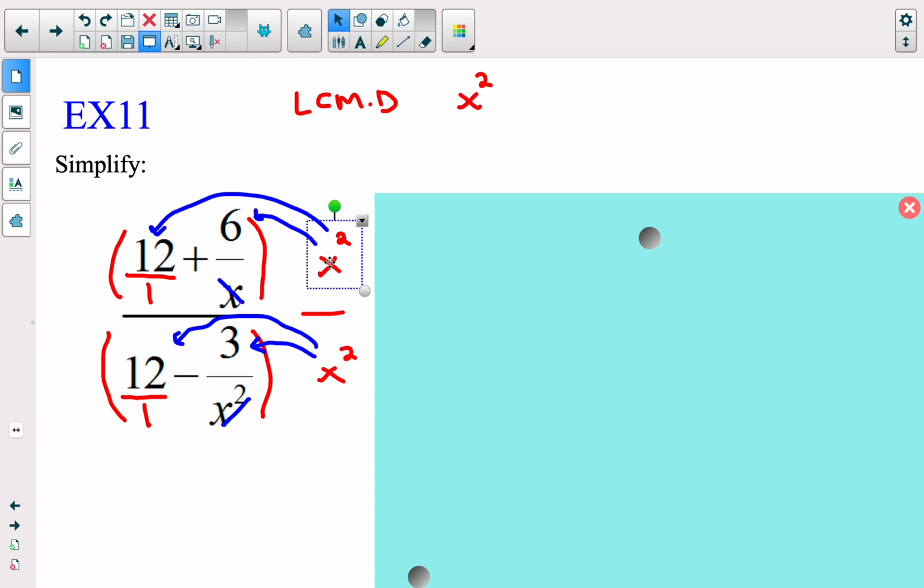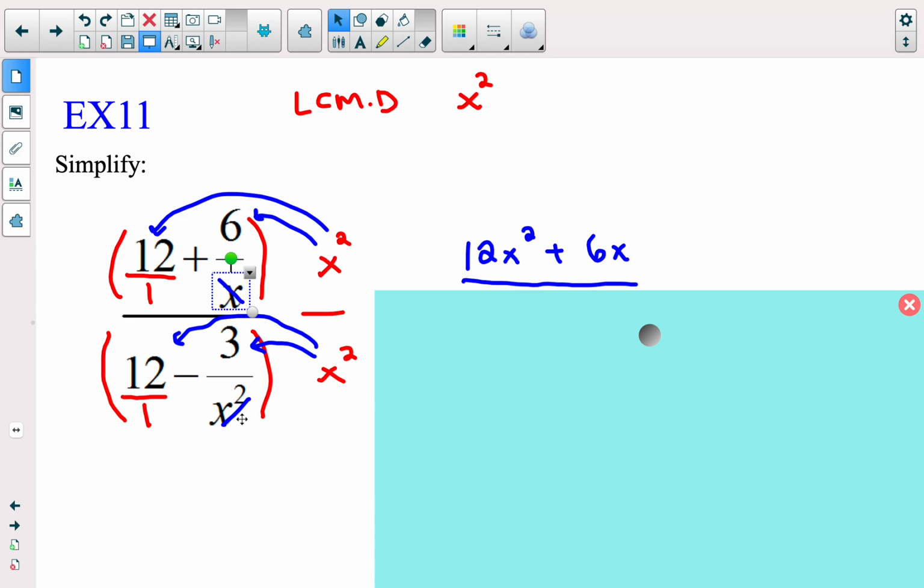So we're going to distribute x squared to both of these terms, 12 and 6 over x. And then we're going to distribute x squared to the denominator, to the 12, and then 3 over x squared. So in the numerator, when we do that, we're going to end up with a 12x squared. The second term here, this x in the denominator, is going to simplify with this x squared by a factor of x, and that'll leave us with 6x.